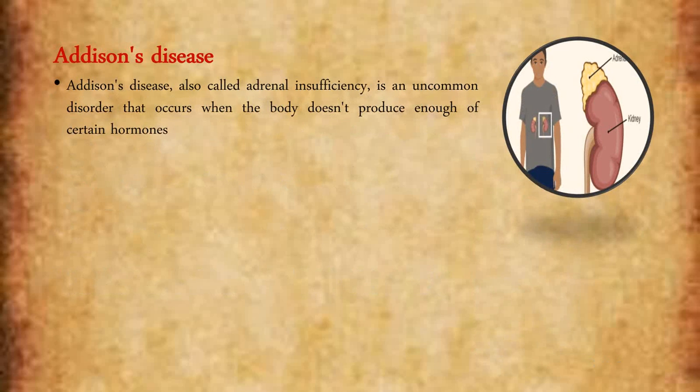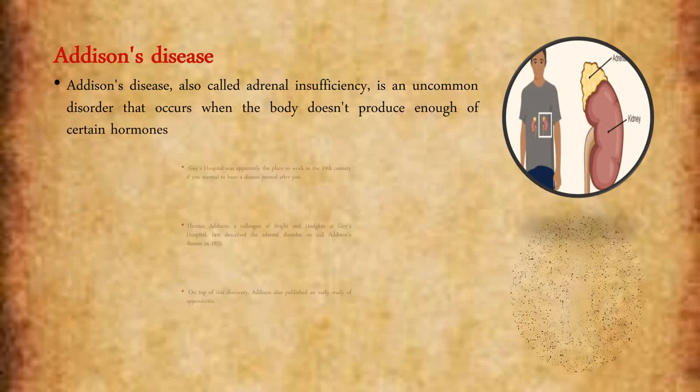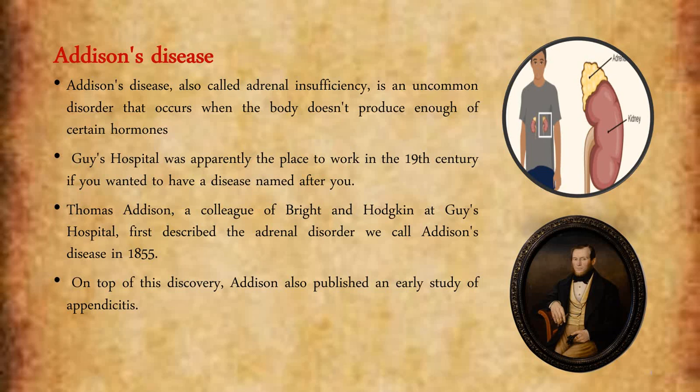Addison's disease. Addison's, also called adrenal insufficiency, is an uncommon disorder that occurs when the body does not produce enough of certain hormones. Guy's Hospital is the hospital of origin of eponyms in the whole world. It was apparently the place to work in the 19th century if you wanted to have a disease named after you. Thomas Addison, a colleague of Bright and Hodgkin at Guy's Hospital, first described the adrenal disorder, and they call it Addison's disease.